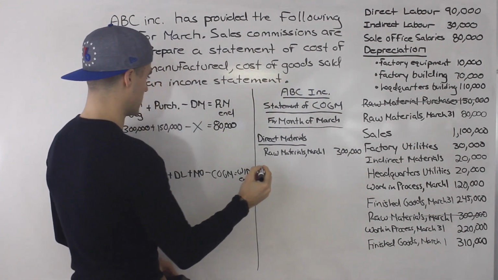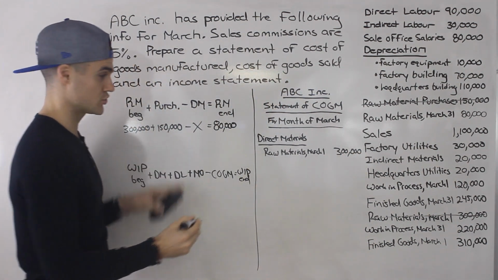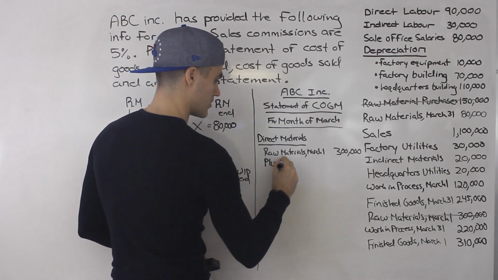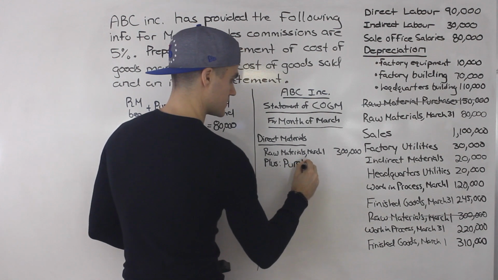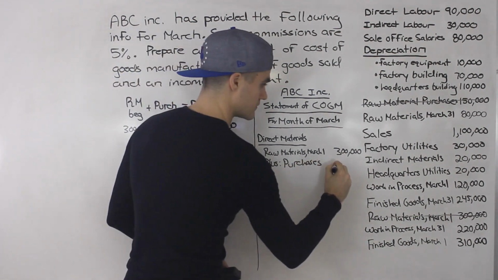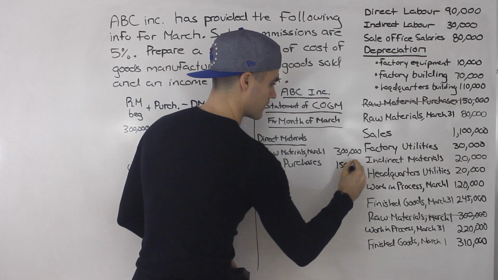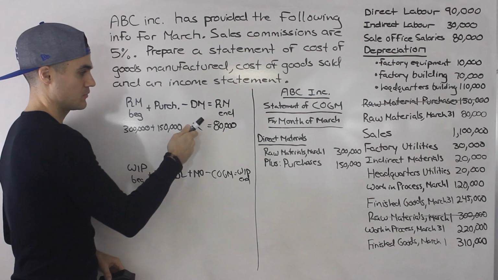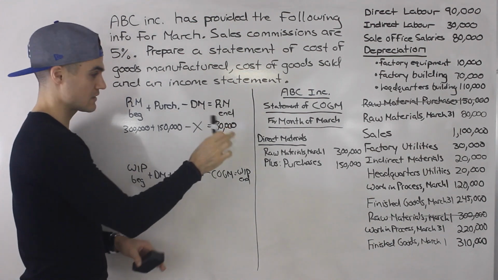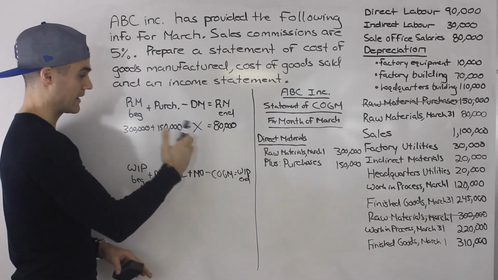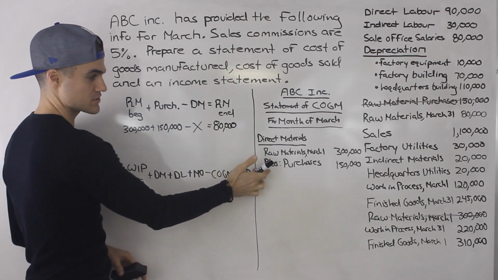And then we would add the purchases, right? So plus purchases, and that's going to be 150,000. And then to get this X value here, what we did was we brought it over to the right side to isolate for it, and then we brought this raw materials at the end over to the left, so we'd be minusing it from these two numbers that we're adding.